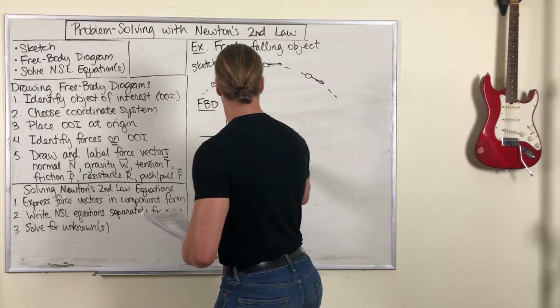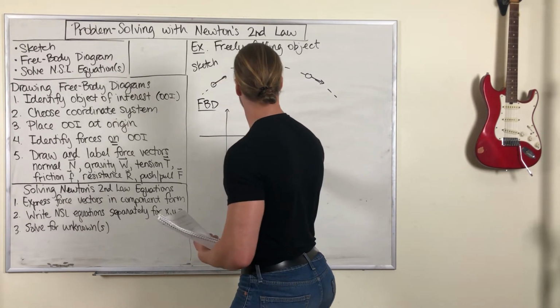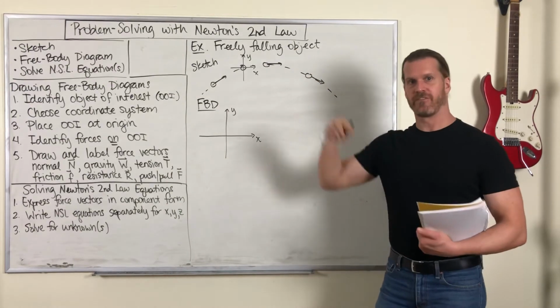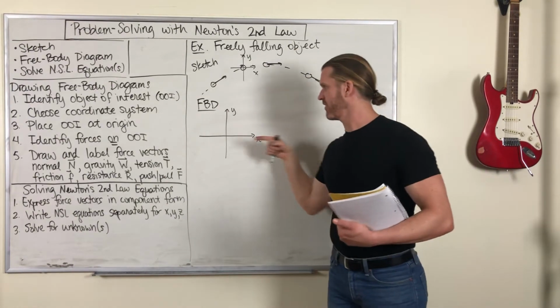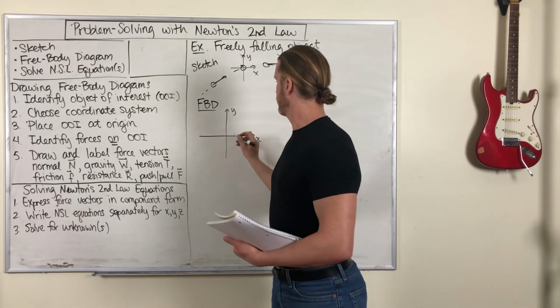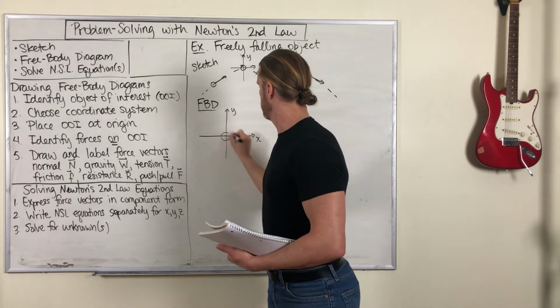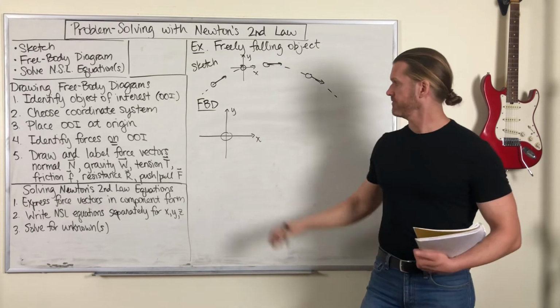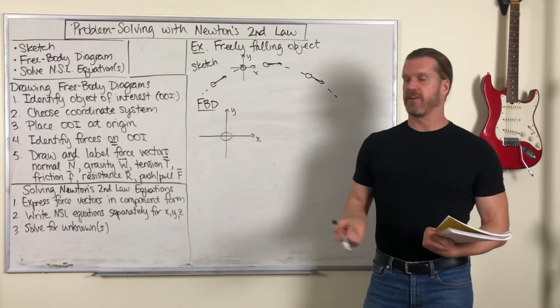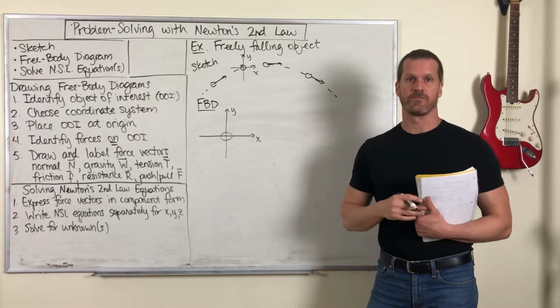So here's my coordinate system. X is horizontal, Y is vertical, up is positive, down is negative, to the right is positive, to the left is negative. I place my object of interest at the origin of this coordinate system. There it is. Now, I identify the forces acting on this.